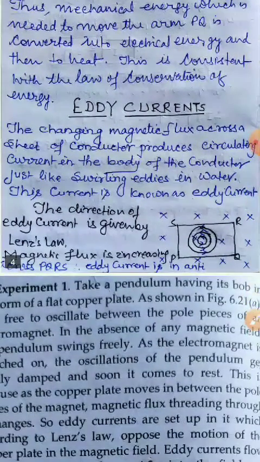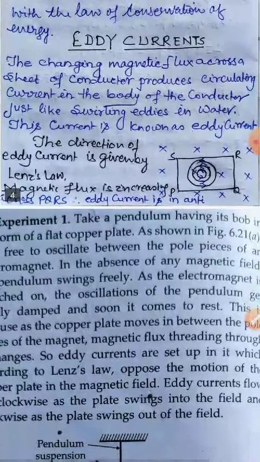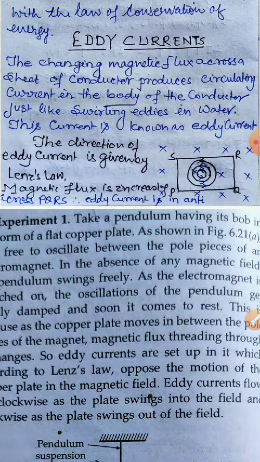Now our next topic is eddy current. Earlier we have studied about electromagnetic induction, that is, whenever there is a change in magnetic flux across a conductor, an EMF is induced across it, and hence a current flows in it known as induced current, and the EMF induced is known as induced EMF. Now what is eddy current?